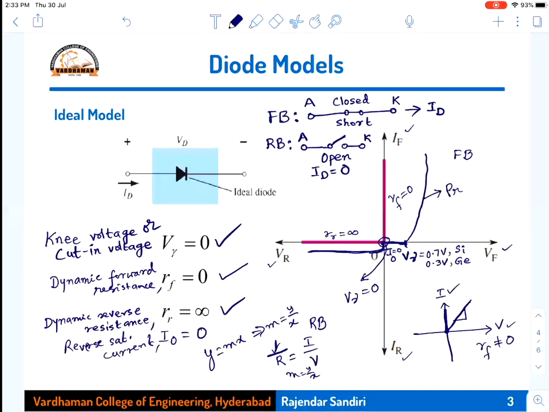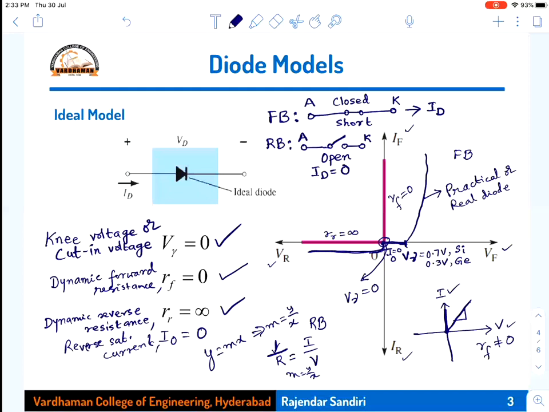So what are the characteristics of a practical or real diode? V gamma is not equal to 0, RF is not equal to 0, RR is infinity because it is an open circuit, but I naught is not equal to 0. It is some nanoamperes, microamperes or picoamperes. Okay, this is a practical or real diode.